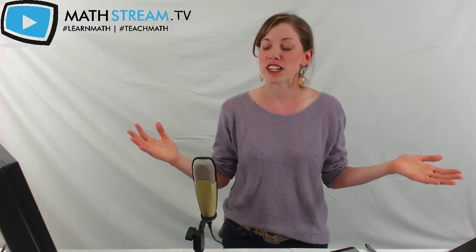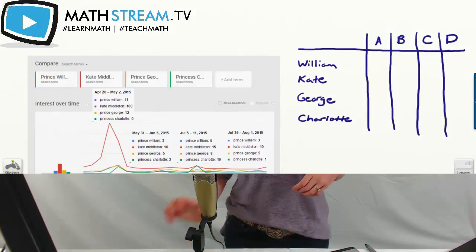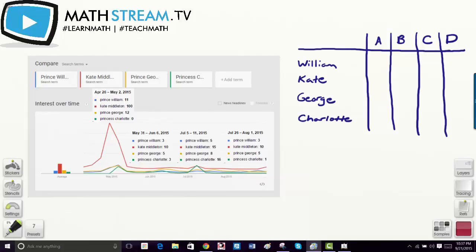I'm going to poke fun at myself because I will confess a strange little side obsession I have with British royalty. So I have for you a little bit of a Google Trend search related to my favorite British royals, which would be Prince William, Catherine, Duchess of Cambridge, who I have incorrectly written here as Kate Middleton, since she's no longer Kate Middleton, but George, Prince George, and Princess Charlotte.